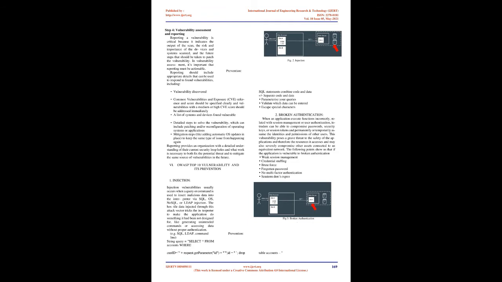A list of systems and devices found vulnerable. Detailed steps to solve the vulnerability, which can include patching and/or reconfiguration of operating systems or applications. Mitigation steps, like adding automatic OS updates in place, to keep the same type of issue from happening again. The determined risk prioritizes the rest of the assessment and establishes the vulnerability assessment scans in proper order. It also can be used as input for a business impact analysis that is a part of an enterprise risk management initiative. Step 2, define a system baseline.